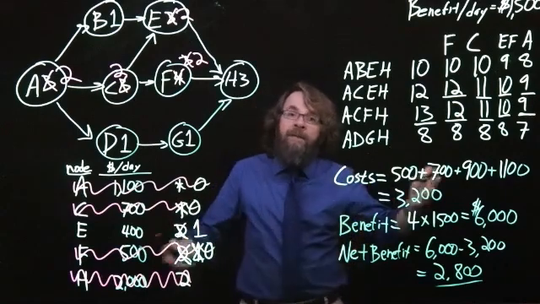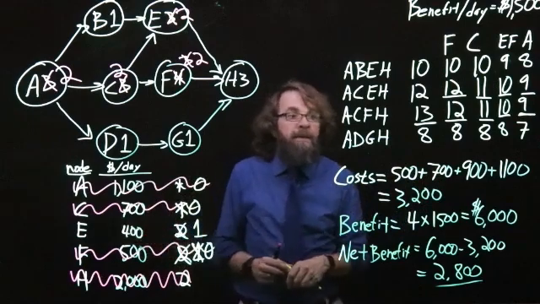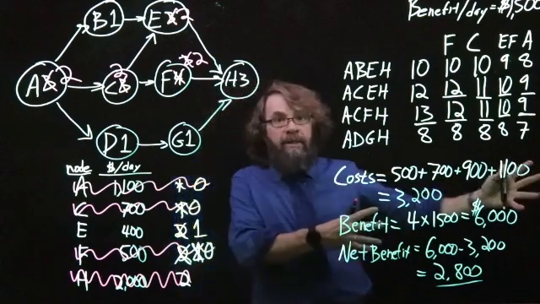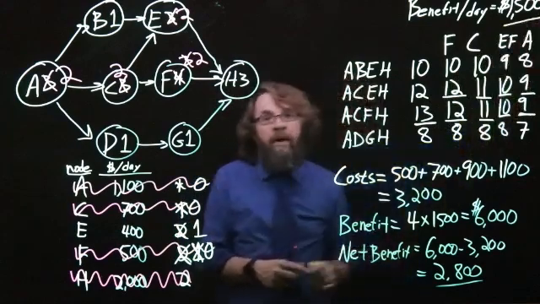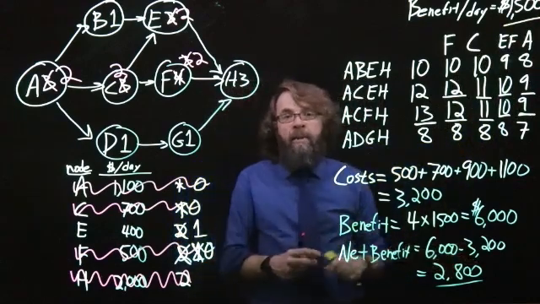We kept going until there was no crashing possible that made economic sense. And then we added up the costs of the crashing activities we did. We found the amount of benefit we would get from the crashing we did, and found the net benefit from those crashing decisions.